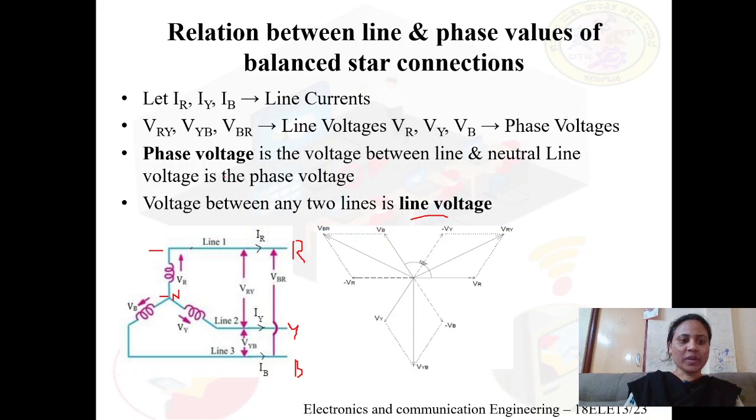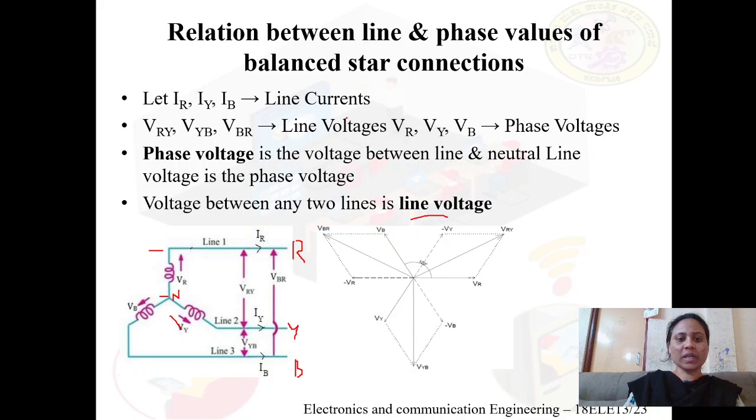I repeat, phase voltage is the voltage between a single line and the neutral point, or the voltage across any phase. In this case, VR, VB and VY are nothing but phase voltages, whereas line voltage is the voltage difference between two lines. In this case, VRY, VBR and VYB are nothing but the line voltages.